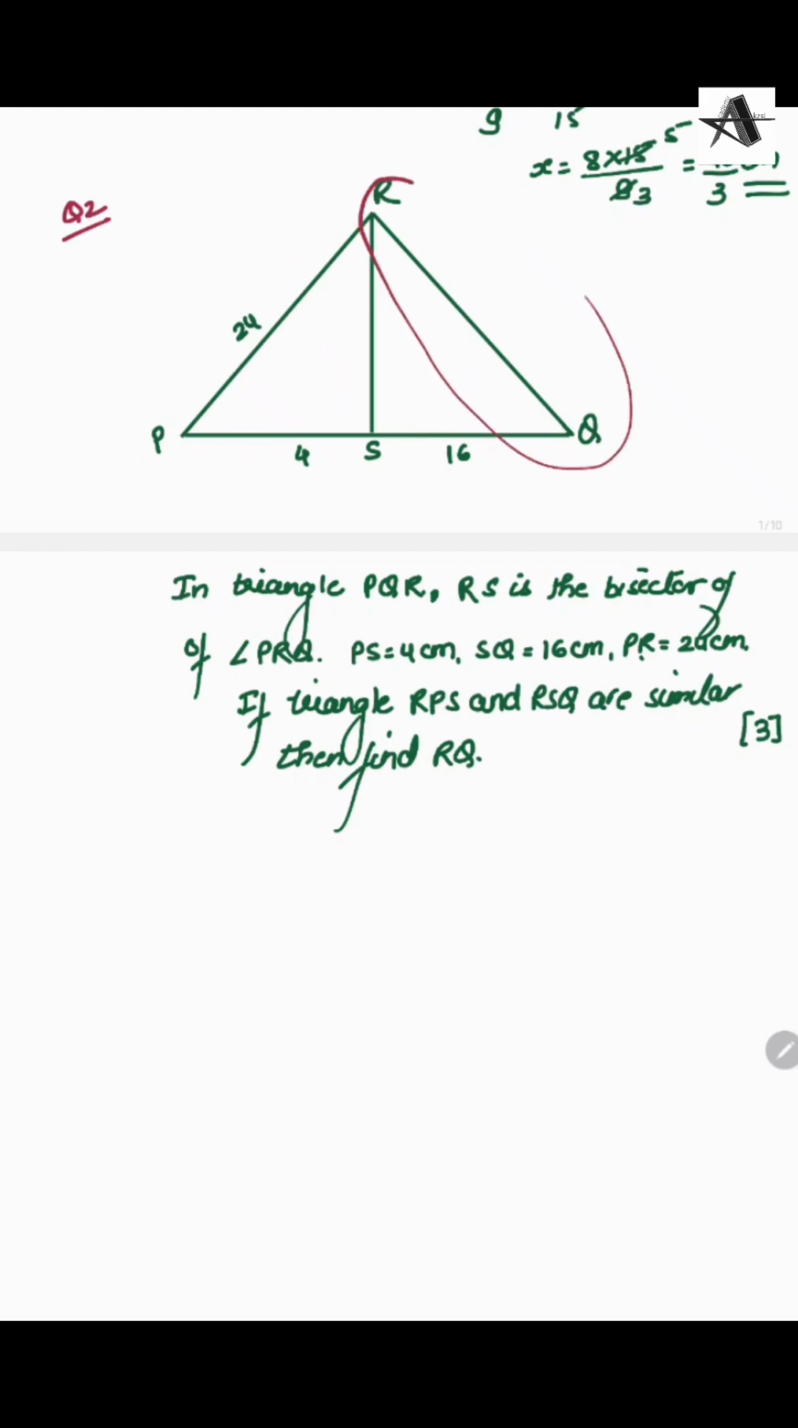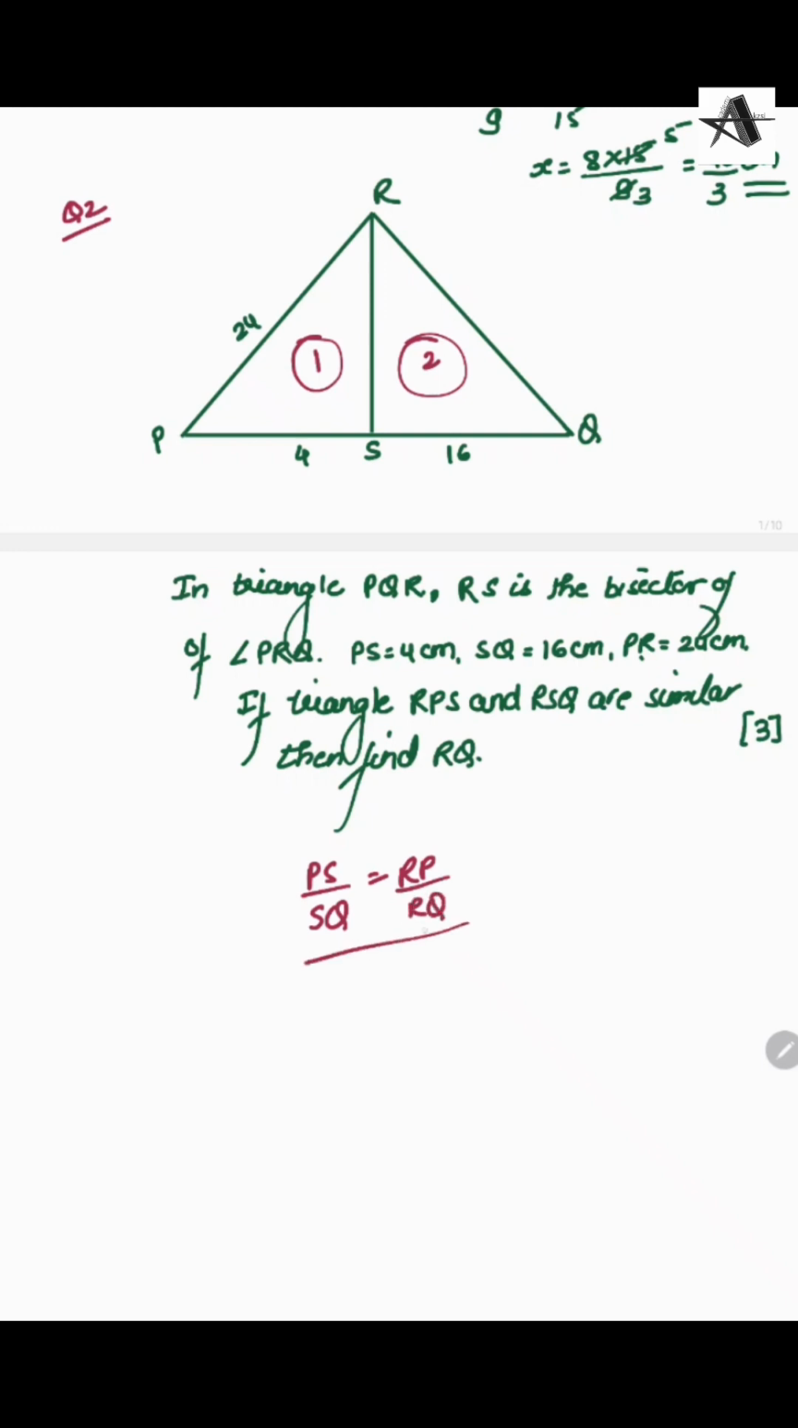Now the most common thing that will click in your mind, and I would say 98% of people will commit this mistake, is that they will think, okay, let's say triangle 1 and triangle 2 are similar. So what will be the corresponding sides? PS over SQ. Then it means RP over RQ, and you'll get the answer. But this is not correct. Why is this not correct?